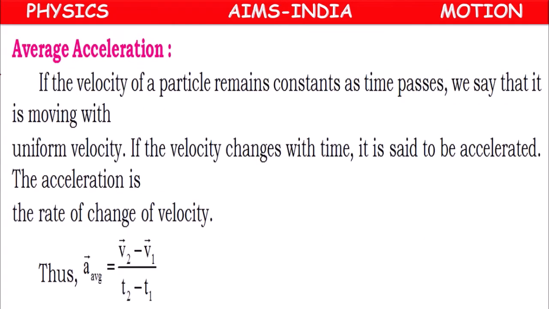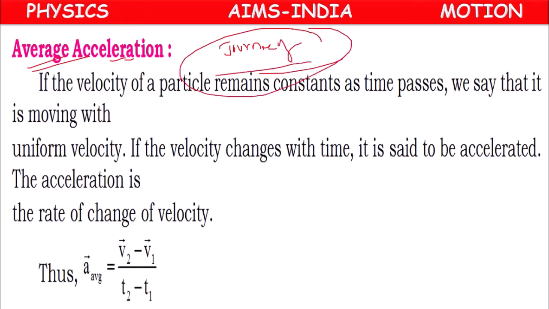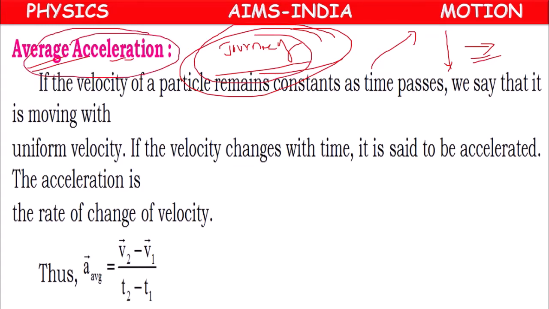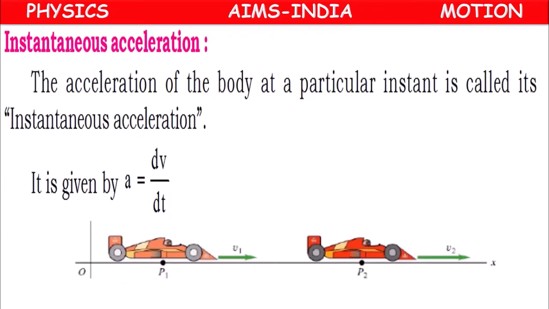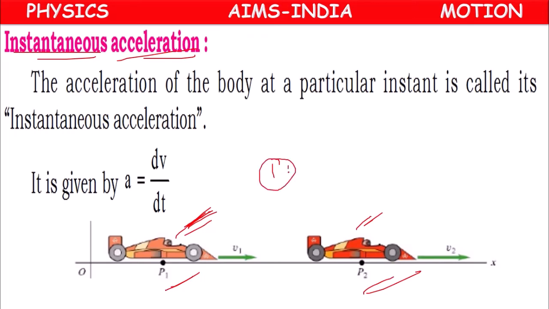So average acceleration will be taken for the total journey. For the total journey, the velocity may increase, the velocity may decrease, or the velocity may be constant. So overall, for the total journey, always we will consider average acceleration. Sometimes we will come across instantaneous acceleration, because if you observe car racing, the winner will be decided in a time gap of 1 second.